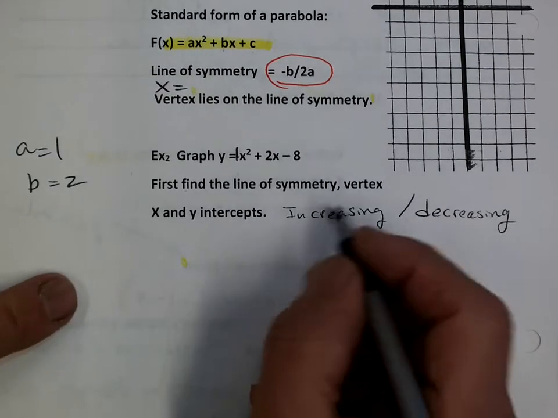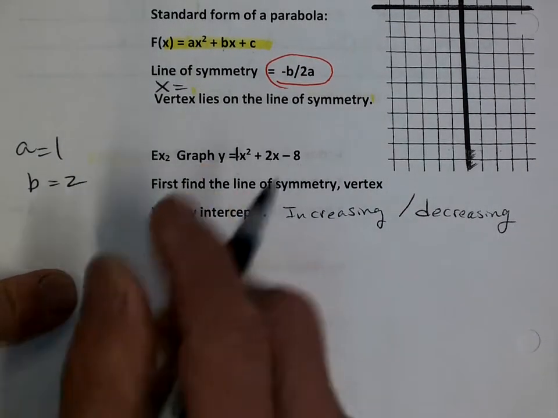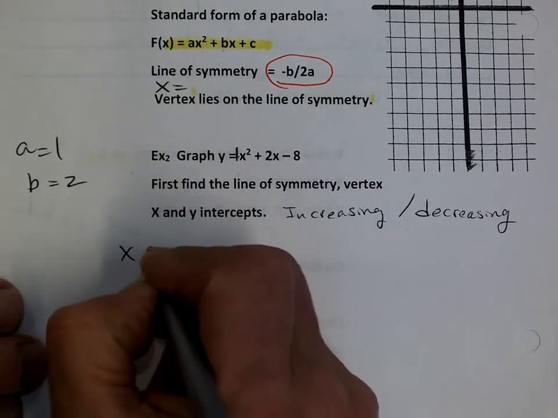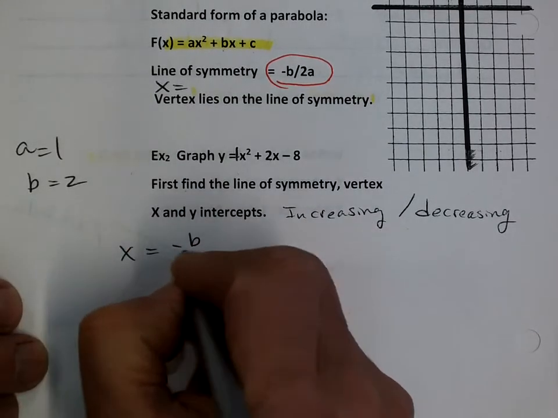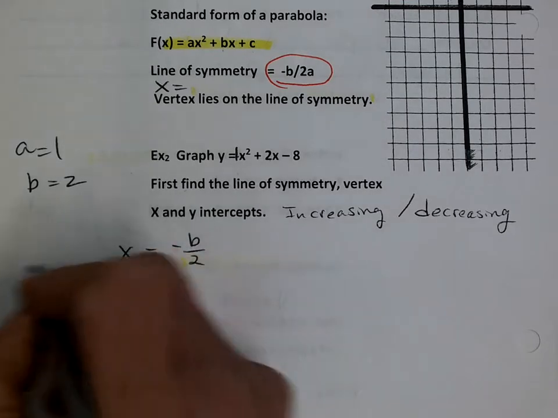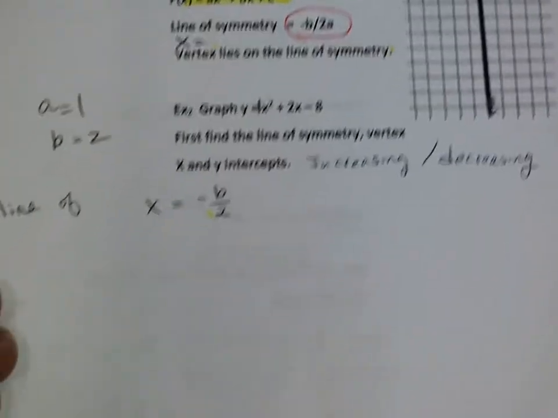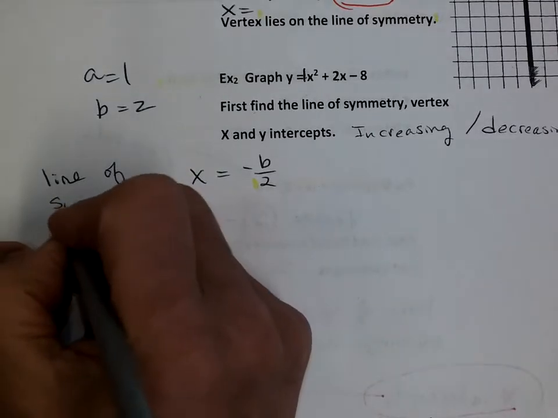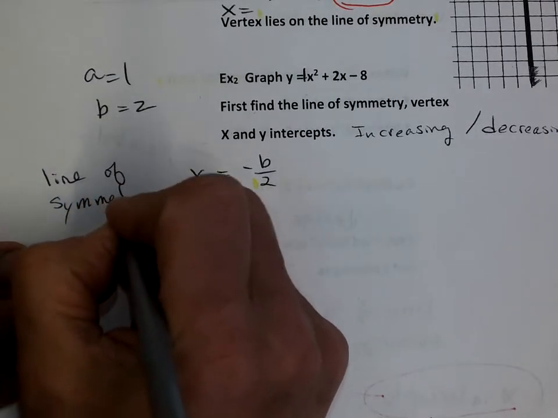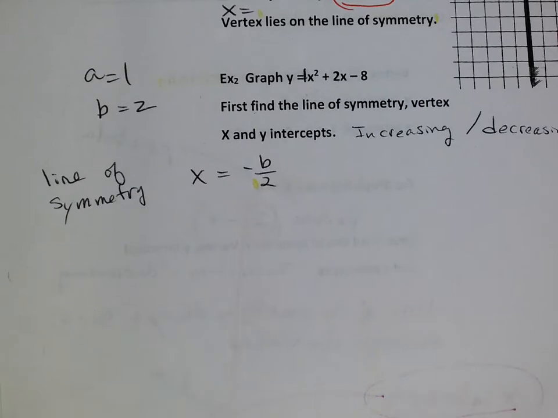So if I want the line of symmetry, and I'm going to use my form, I'm going to go x equals negative b over 2a for my line of symmetry. I'm going to do that first. Line of symmetry, I'm going to do that first, okay?